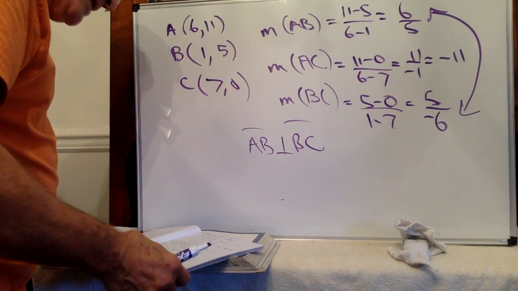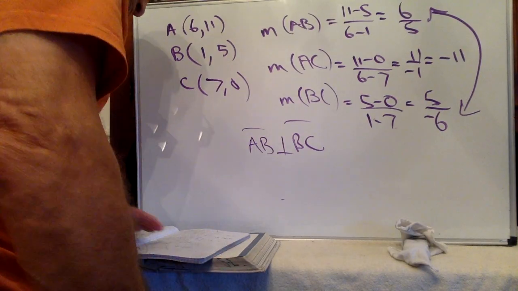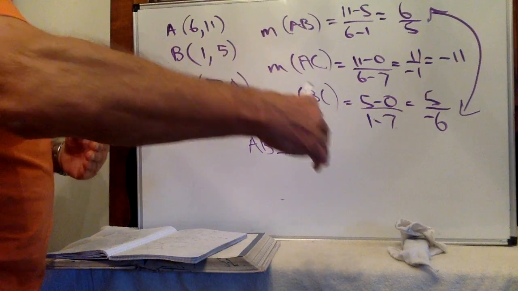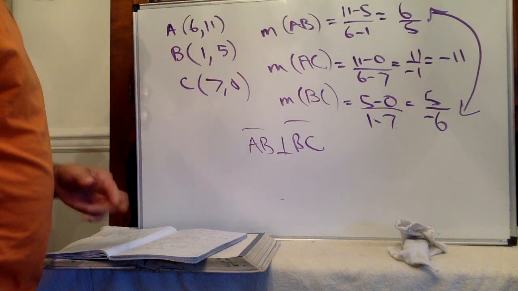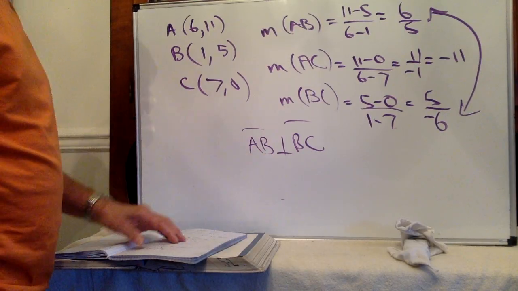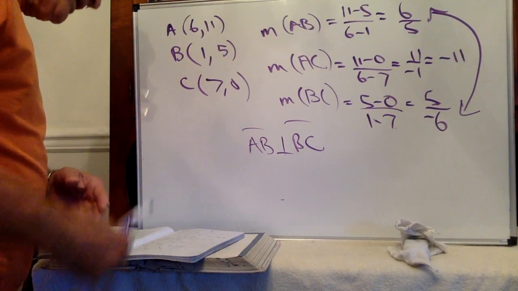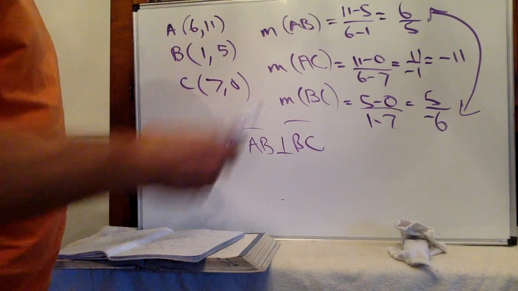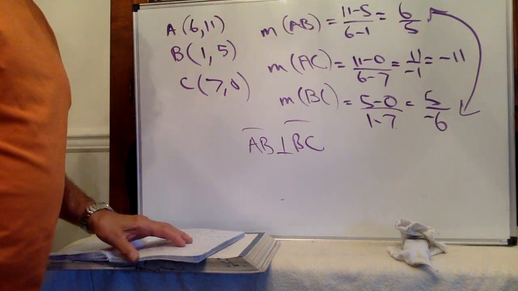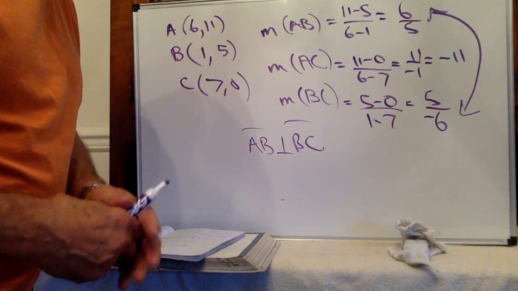And then they said, and what would be the hypotenuse? The hypotenuse would be the side opposite the right angle. And since the right angle is at B, the vertex B, that makes side AC. If you were to sketch it, side AC would be opposite angle B. AC would be the hypotenuse of the triangle.